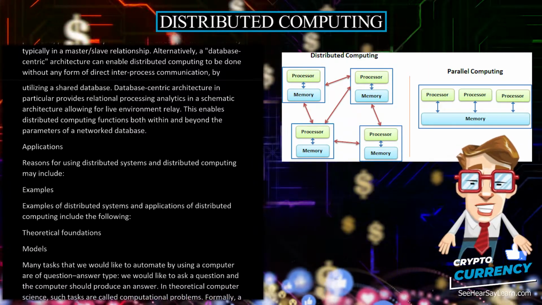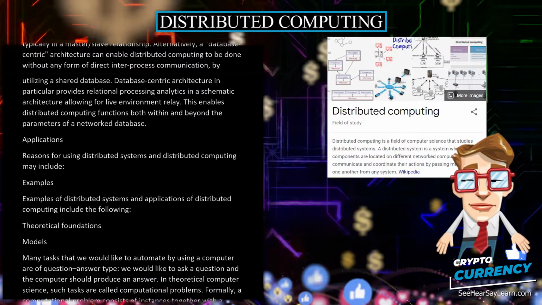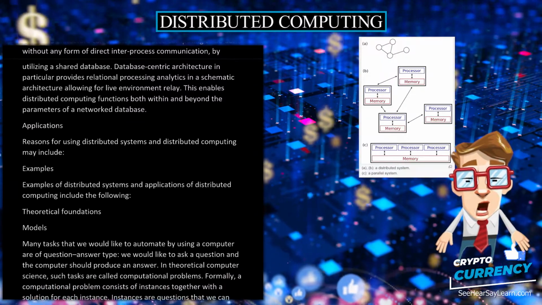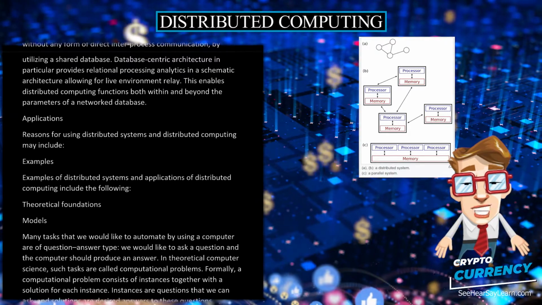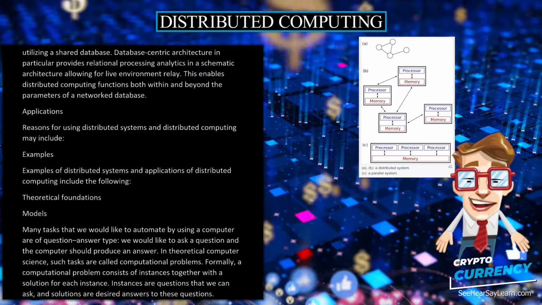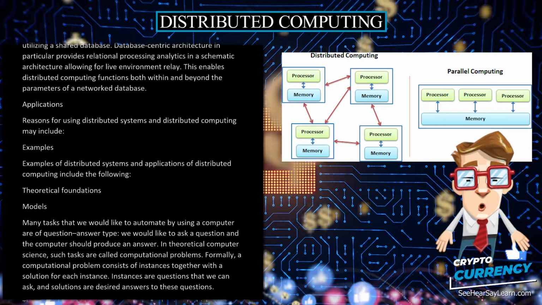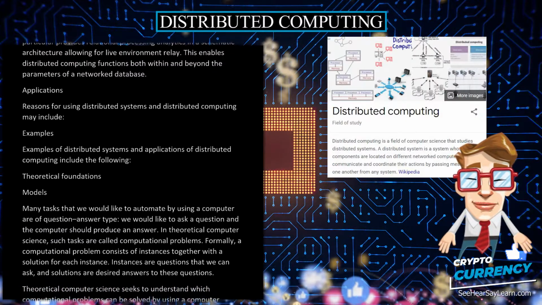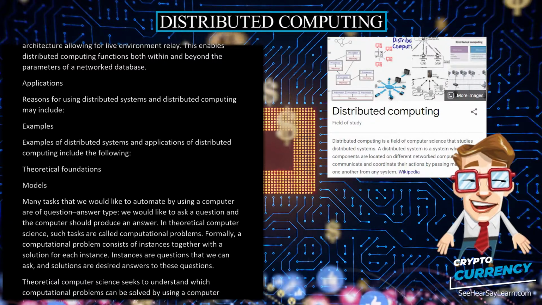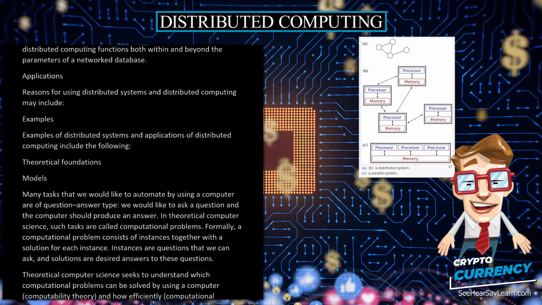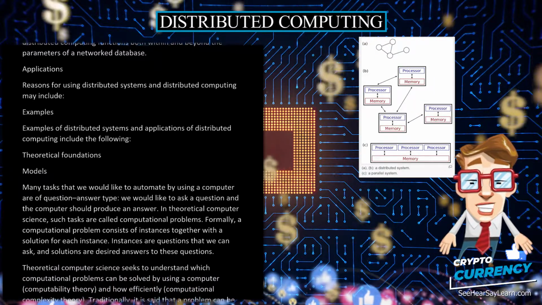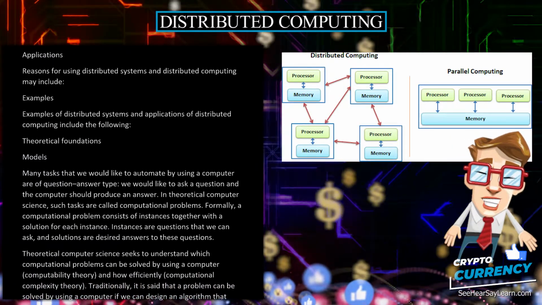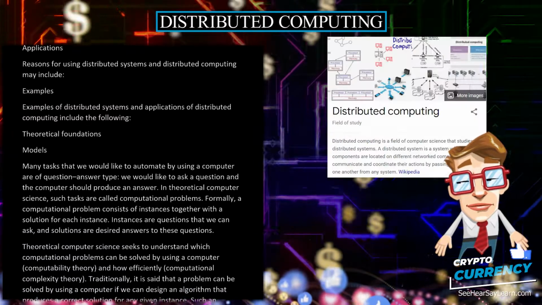Applications. Reasons for using distributed systems and distributed computing may include: examples. Examples of distributed systems and applications of distributed computing include the following. Theoretical foundations. Models. Many tasks that we would like to automate by using a computer are of question-answer type. We would like to ask a question and the computer should produce an answer. In theoretical computer science, such tasks are called computational problems.